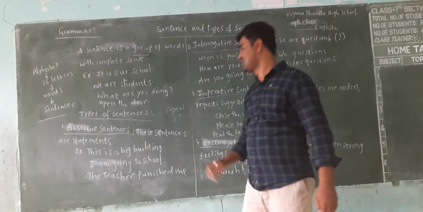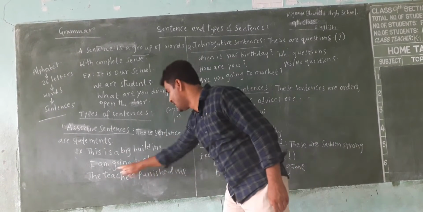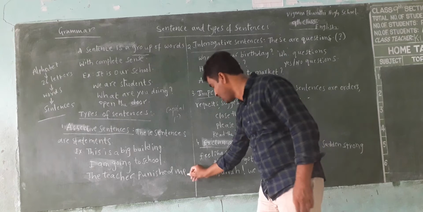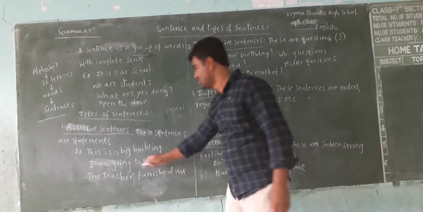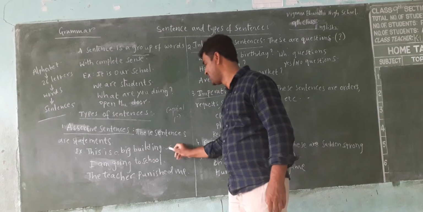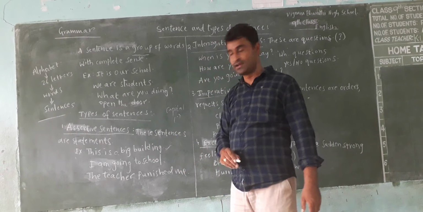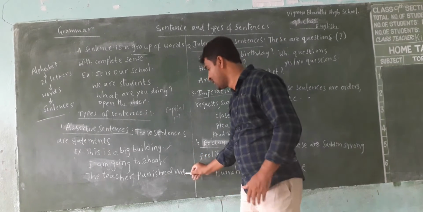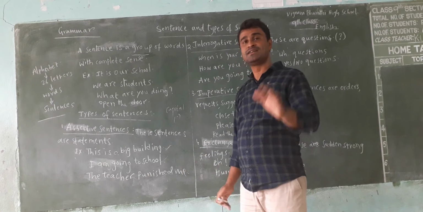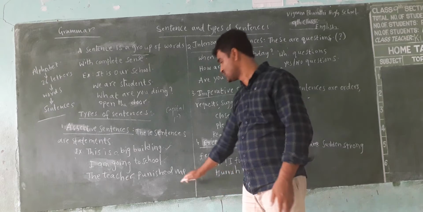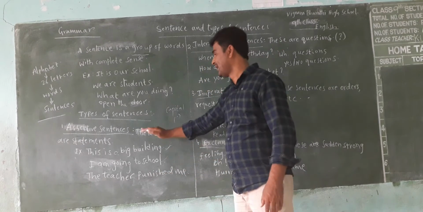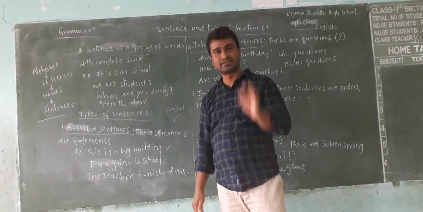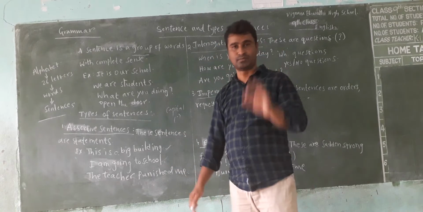For example, this is a big building. I am going to school. The teacher punished me. All these are statements because they state something. In the example, this is a big building, we are saying that this is a big building. I am going to school, we are saying the action that we are doing. The teacher punished me, we are saying that somebody did something to me. So, assertive sentences are statements. They start with a capital letter and end with a full stop.